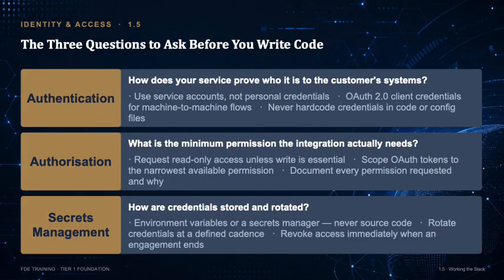3 questions to answer before you write a single line of integration code. And skipping these is how engagements end badly. Authentication. How does your service actually prove who it is to the customer's systems? Use service accounts, never personal credentials. Use OAuth 2.0 client credentials for machine-to-machine flows. And never ever hardcode credentials into code or config files. That's not a style preference. That's a real incident waiting to happen.